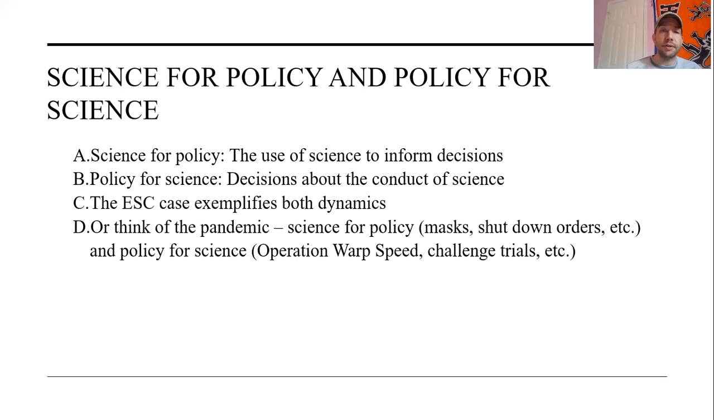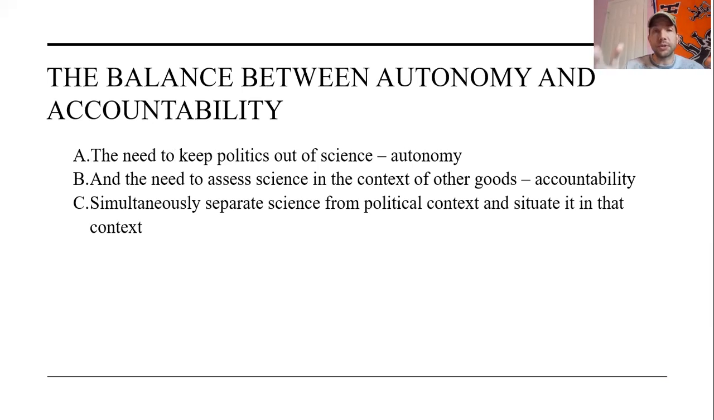Or to give you a more recent example, think of the pandemic. You have lots of different sciences for policies going on. Science informing decision makers, for example, about wearing masks in public places, social distancing, about the costs and benefits of various shutdown orders in the economy, etc. Right? And you have policy for science going on. One example in the US, Operation Warp Speed, to put a ton of resources behind the development of a vaccine. That's a decision about the conduct of science. Also, I put here challenge trials, decisions about whether to deliberately infect people with the virus to test those vaccines, and you could think of other examples as well. Okay, so in other words, those are the kinds of things we want to think about in these modules as we wrap up this course.